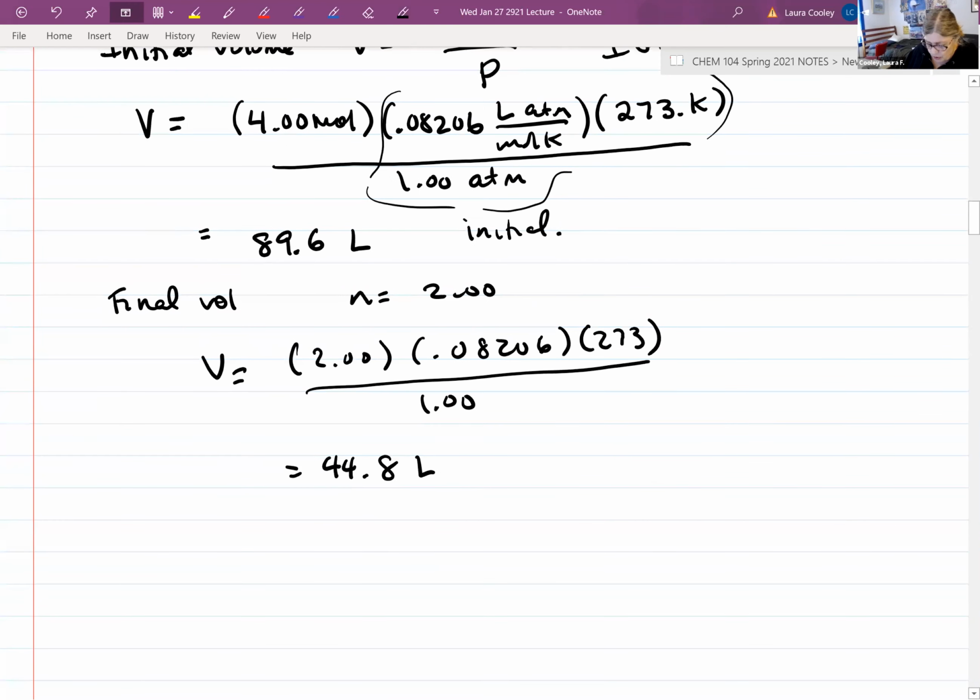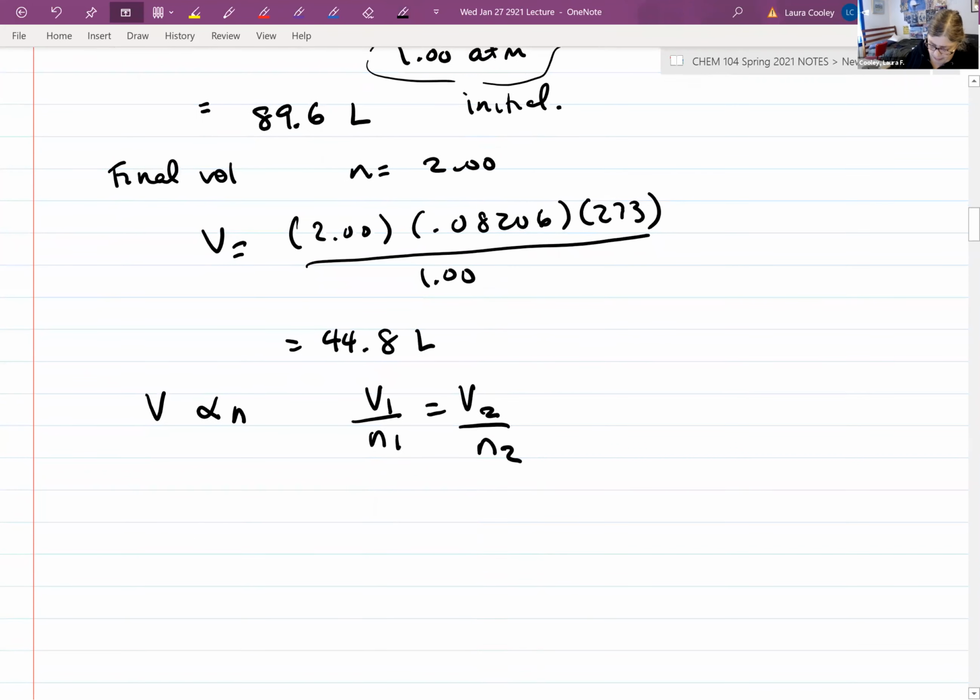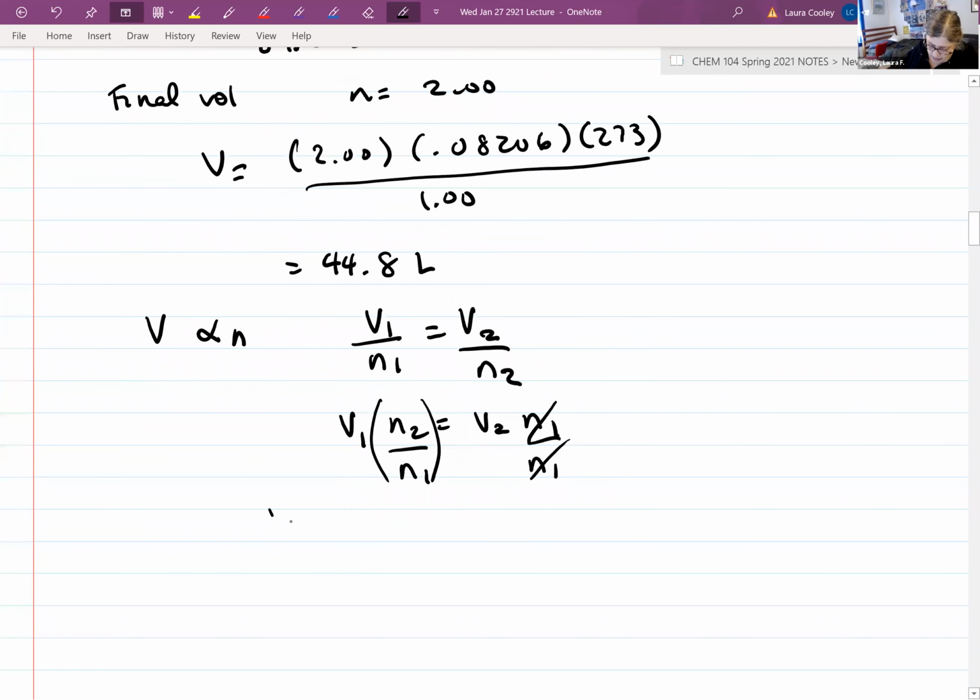But you didn't even have to do that because V is proportional to n. So you could use V1 over n1 is equal to V2 over n2. Or you could just do it in your head. The moles go down by a factor of 2, so the volume's going to go down by a factor of 2, but you could always use this formula. So you would end up with V1 times the ratio of n2 over n1, which is 2 over 4, or 1/2, equals V2. And so you could get the answer that way as well.